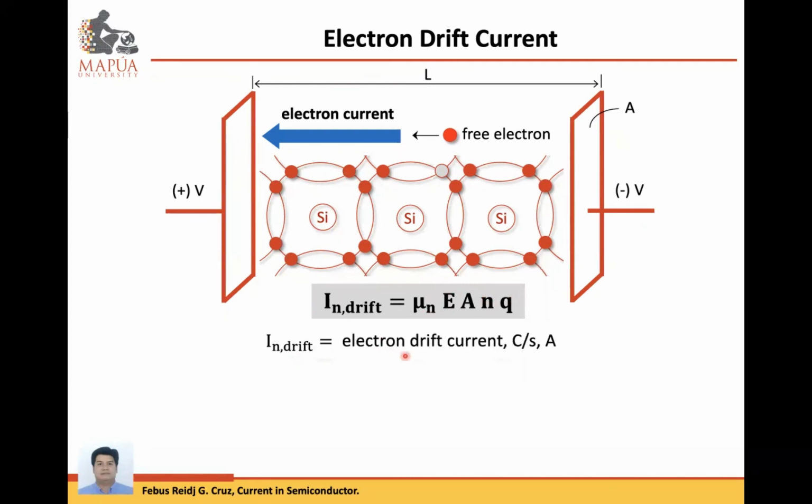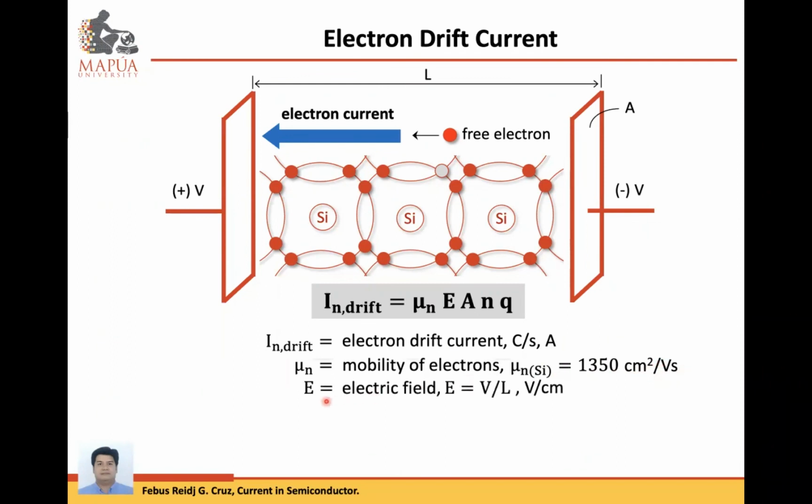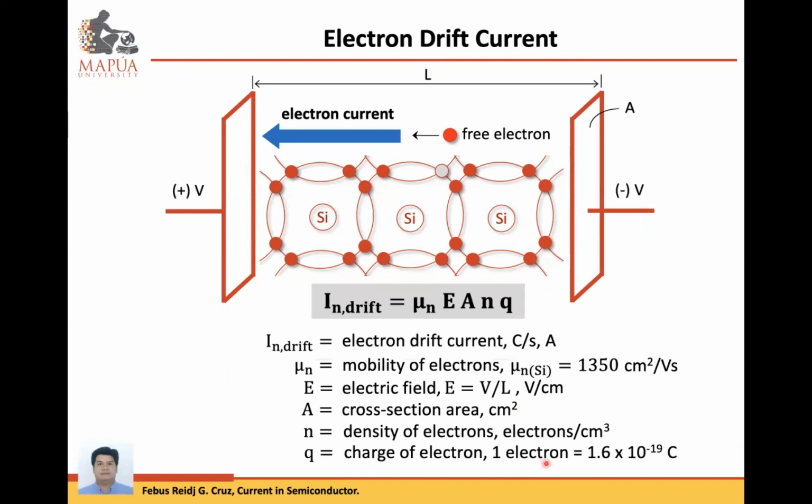So I_N drift is the electron drift current in coulomb per second or amperes. Mu n is the mobility of electrons. For silicon, if not given, we can use this default value: the mobility of electrons in silicon material is 1,350 square centimeter per volt second. E is the electric field, which is the voltage divided by the length. We can express the electric field in terms of volts per centimeter. A is the cross-section area, which we can express in square centimeter. n is the density of electrons, which we can express in electrons per cubic centimeter. And then q would be the charge of one electron, and it is equal to 1.6 times 10 to the negative 19 coulomb.